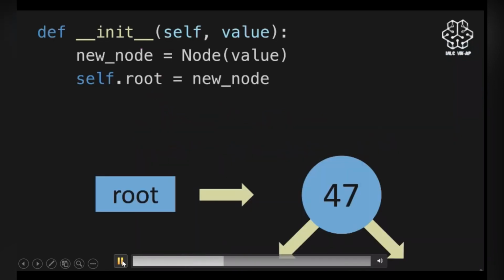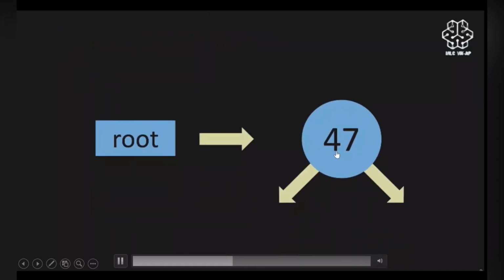But in our case, we shall actually not do that. We can simply initialize self.root equal to the new node, and there we have it. We have constructed our first binary search tree. We have initialized our binary search tree.